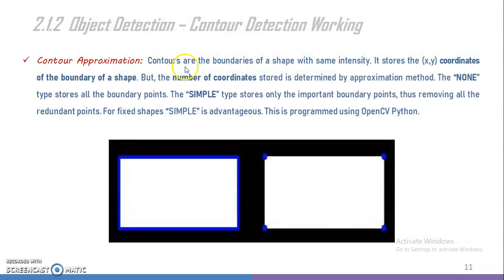Now for the contour approximation, this is the None type, where all the boundary points are stored, this blue line, and this is the Simple, where only the important points are stored. So we use this Simple method as it is advantageous, because we want to find the car number plate where only the 4 points of the rectangle are to be found, because the car number plate always comes as a rectangle.